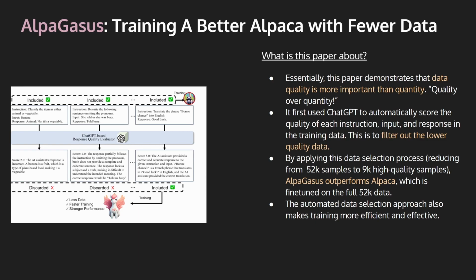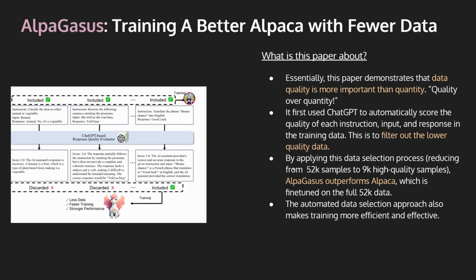I just find this paper to be really interesting because it essentially shows that data quality is more important than data quantity. We have all heard the cliche phrase, quality over quantity, right? And this paper basically demonstrated that. So what it did is that it first used ChatGPT to automatically score the quality of each instruction, which is like input and response in the training data. And this basically filtered out the lower quality data.